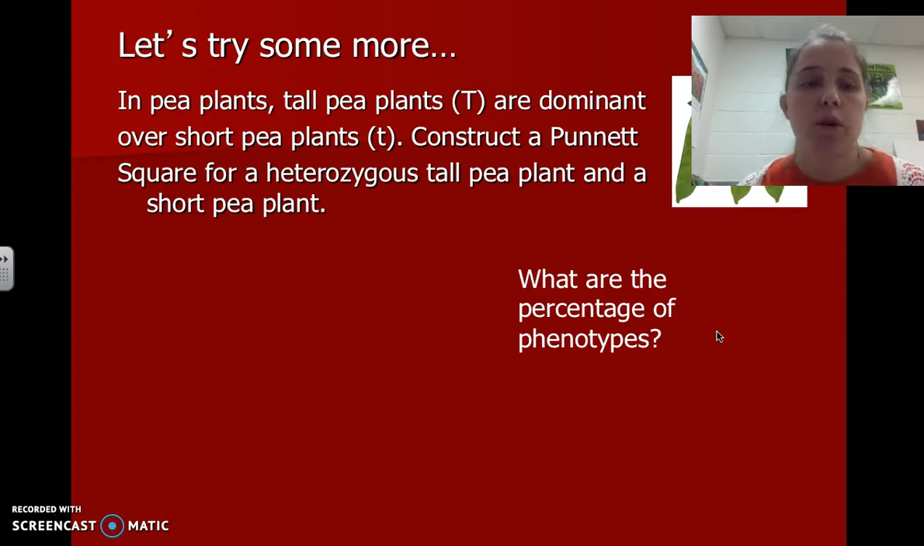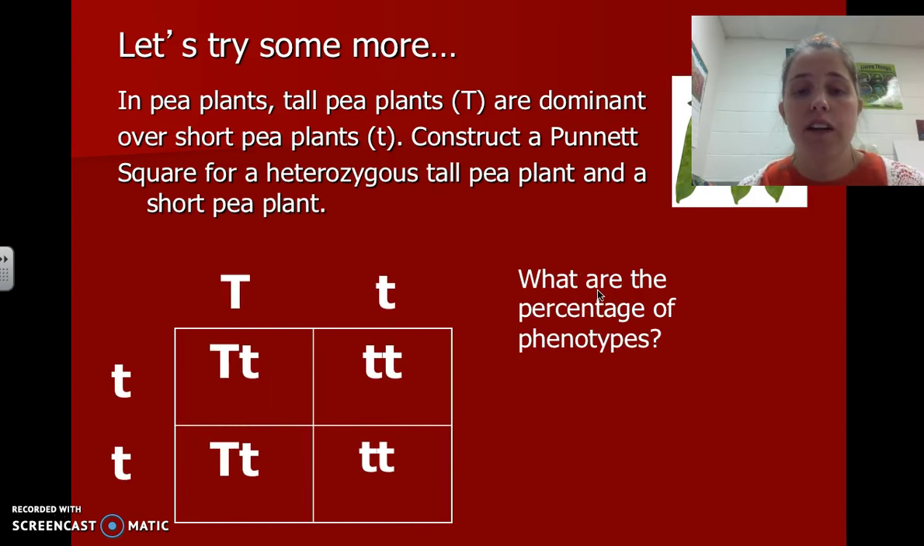Okay, so we're going to try some more. In pea plants, tall pea plants, big T, are dominant over short pea plants, little t. You're going to construct a Punnett square for a heterozygous tall pea plant and a short pea plant, okay? What are the percentages of each of the phenotypes?